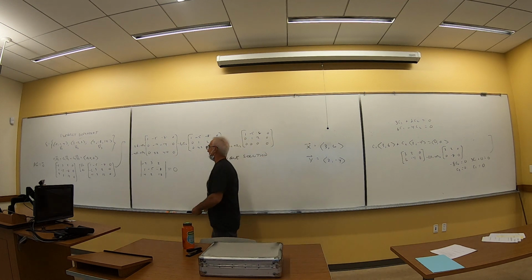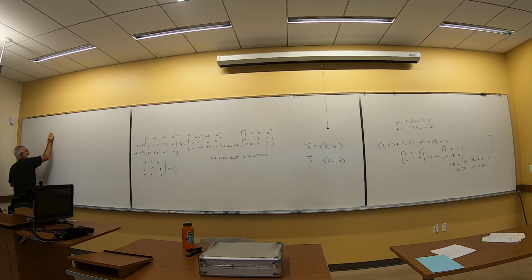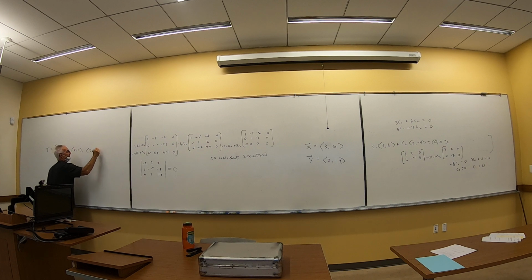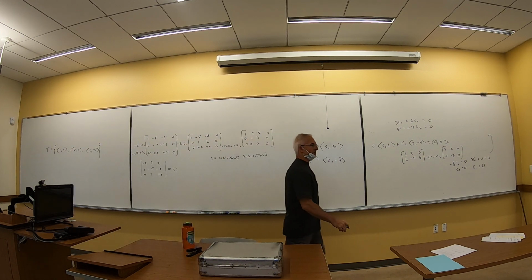Now, this is where it starts getting kind of interesting, because there's some conclusions that we're going to make, and we want to be able to make them easily. All right, a new set, call it set T. T is (1, 0), (0, 1), (3, 7). Is this set linearly independent, or is it linearly dependent?